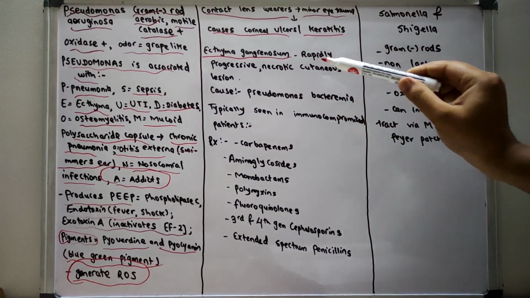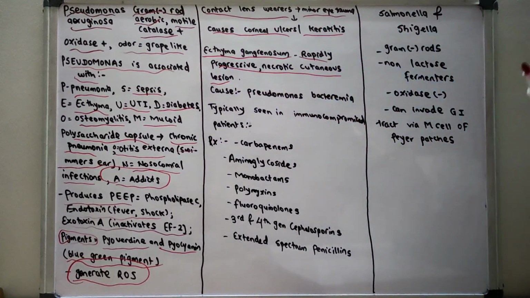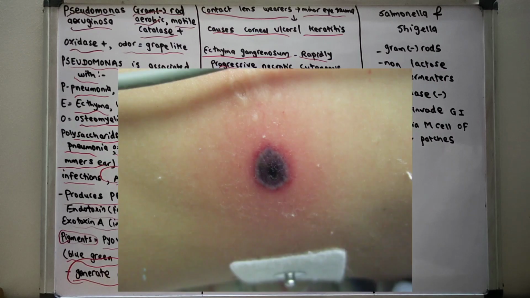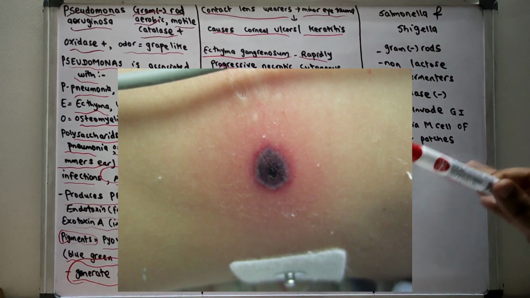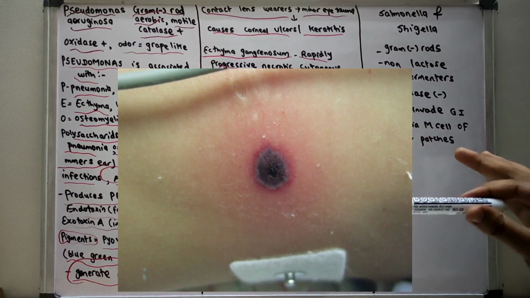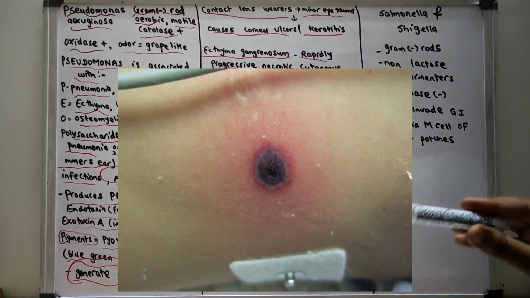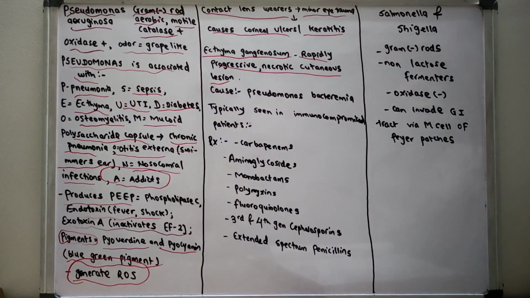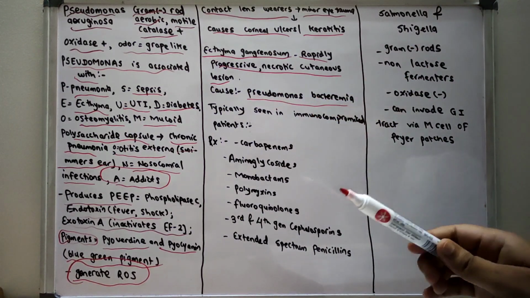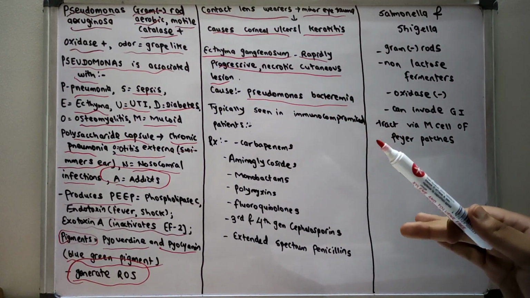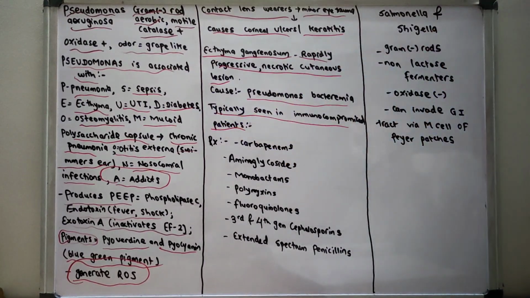Now let us talk about ecthyma gangrenosum. Ecthyma gangrenosum is a rapidly progressive necrotic cutaneous lesion. I am going to show here this picture of ecthyma gangrenosum. You can see in this picture that there is a necrotic cutaneous lesion. This necrotic cutaneous lesion is rapidly progressive and it is mainly caused by Pseudomonas bacteremia. This ecthyma gangrenosum lesion is typically seen in immunocompromised patients.